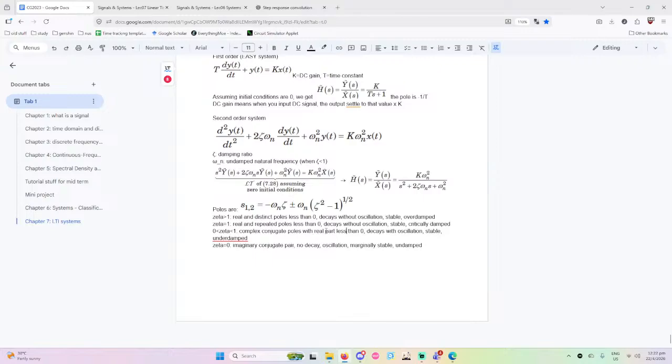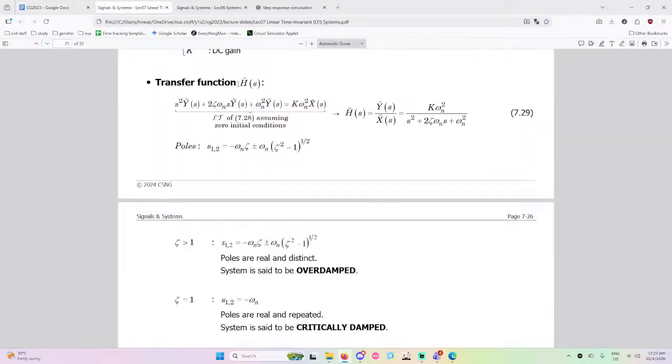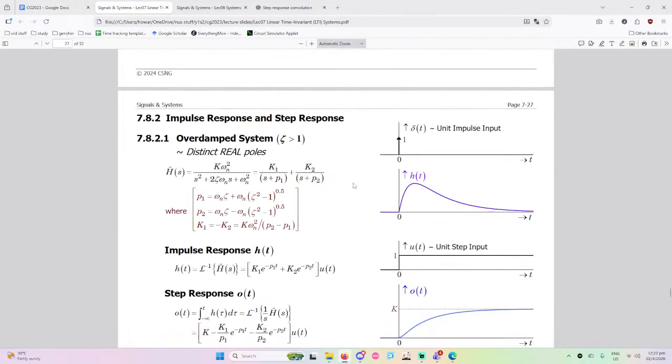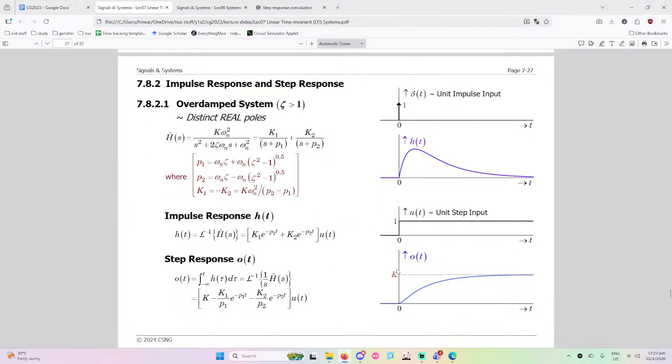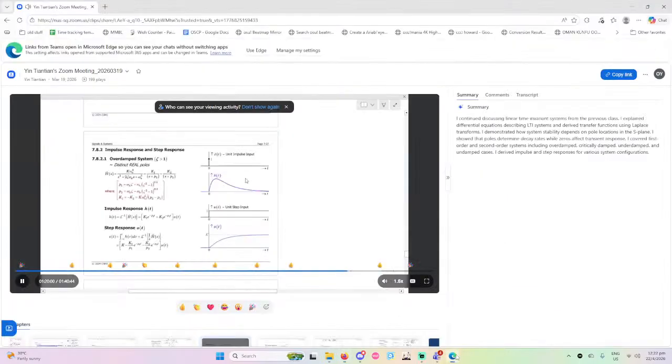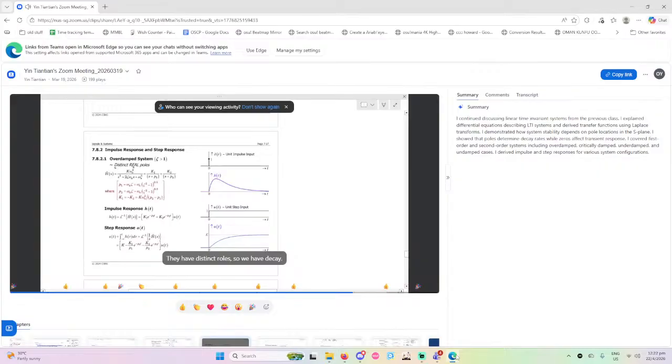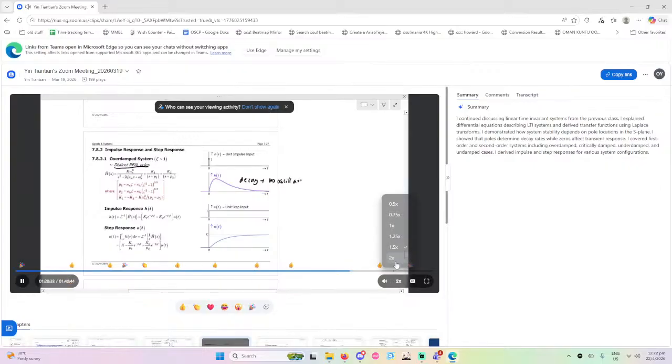Overdamped system, which means the damping ratio is larger than 1. So as we have mentioned, the two poles are both negative. Right? The two poles are both negative and real. So it means that we will have decay in the impulse response, and we do not have oscillations. So we have decay plus no oscillations.